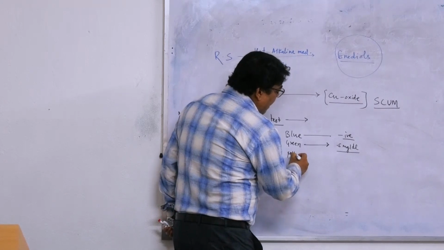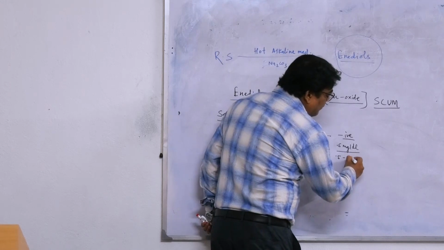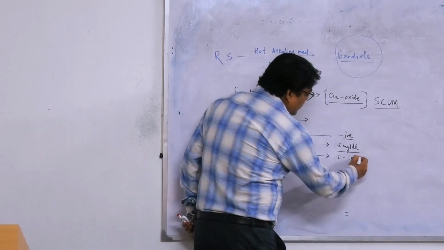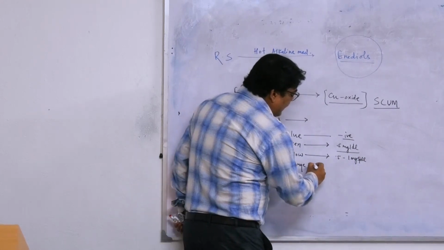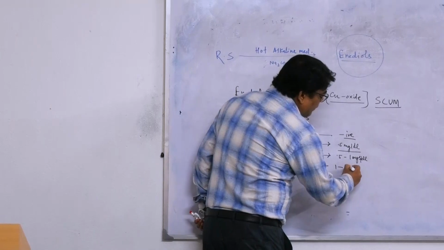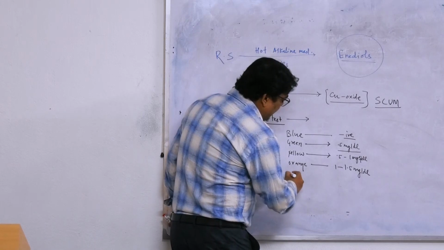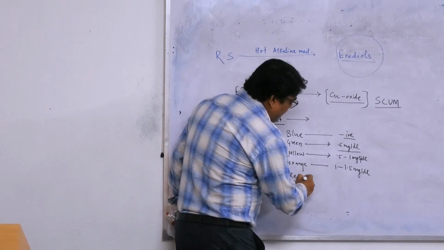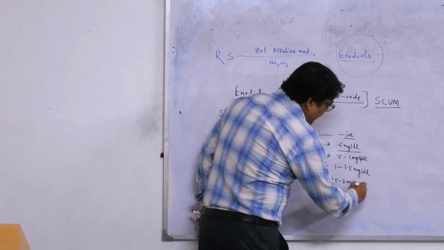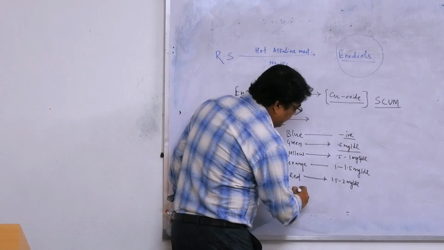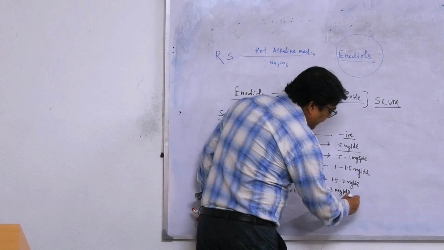Then yellow color, it is 0.5 to 1 mg per dl. Okay. Then orange, it is 1 to 1.5 mg per dl. And lastly, red, it is 1.5 to 2 mg per dl. And big red is always more than 2 mg per dl.